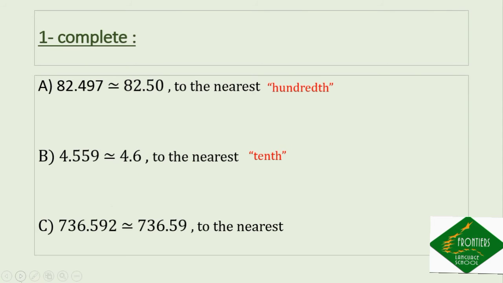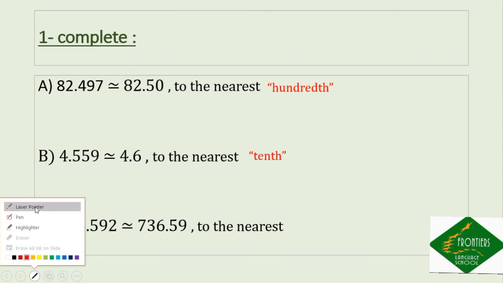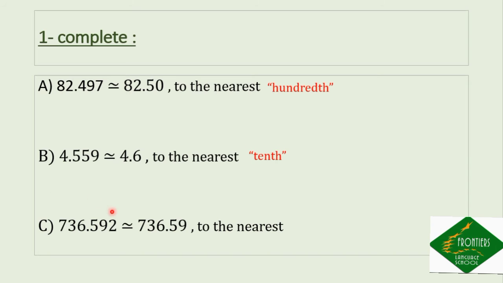Okay, letter C, 736.592. After approximation, it will be 736.59 to the nearest hundredth. Why? Because we underline 2 and circle 9. 2 is poor, so it will not give 1 to 9, so the answer will be 736.59.